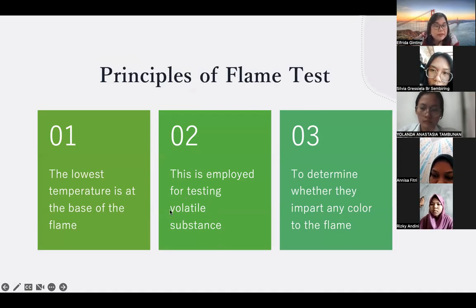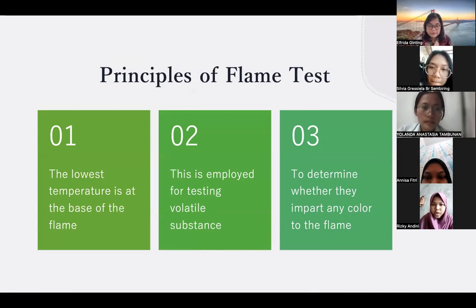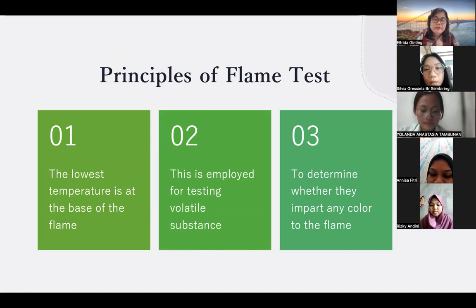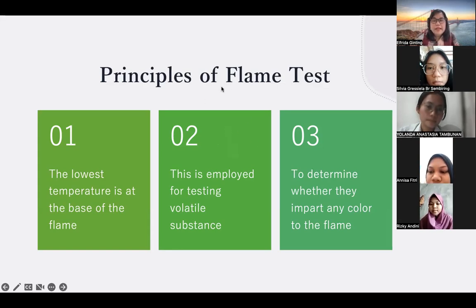What is the meaning of volatile substance? Senyawa yang dapat menguap. So a volatile substance is a substance that is easy to vaporize, a substance that is easy to change from liquid phase to gas phase. So we can only use the flame test when we have a volatile substance.